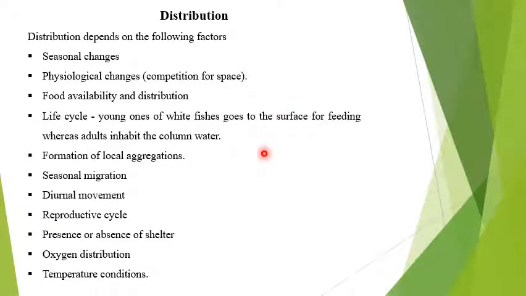Distribution of the Nekton. Several factors influence the distribution of the Nekton: seasonal change, physiological changes, food availability and distribution, life cycle, in which whitefish young go to the surface for feeding while the adults inhabit the water column, formation of local aggregations, seasonal migration, diurnal movement, reproductive cycle, presence or absence of shelter, oxygen distribution, and temperature conditions. These factors affect the distribution of the Nekton.